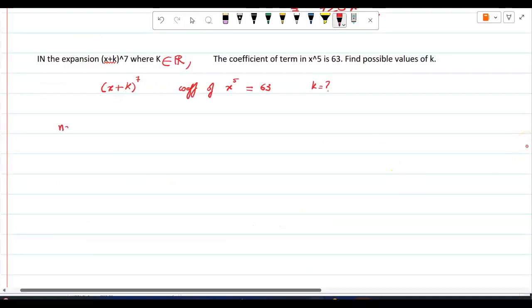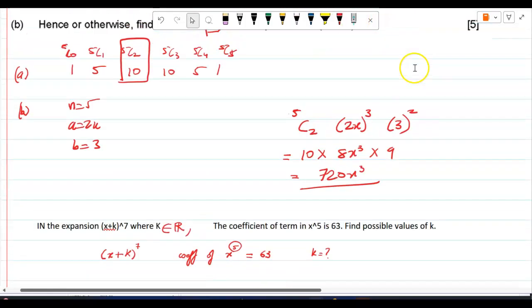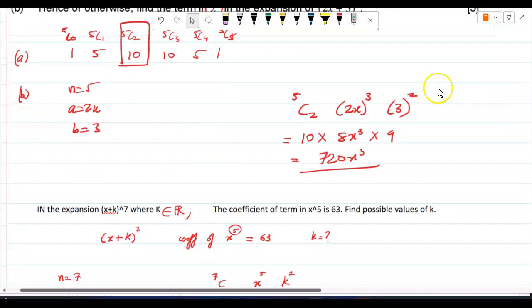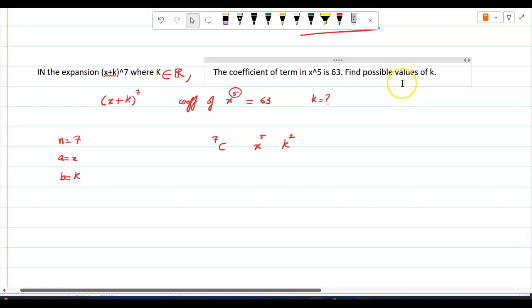Your n is 7, your a is x, your b is k. Now your formula is nCr, which we don't know, a raised to something and b raised to something. I want x^5 in the question, so I'll put 5. What will this become? This will become k squared, because 7 minus 5. The power of a and the power of b should add up to 7. That's what we've been saying since the beginning, so don't forget that. That's a key thing.